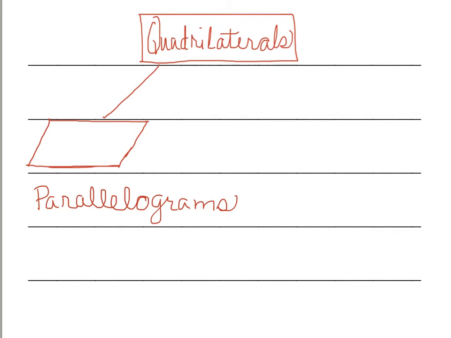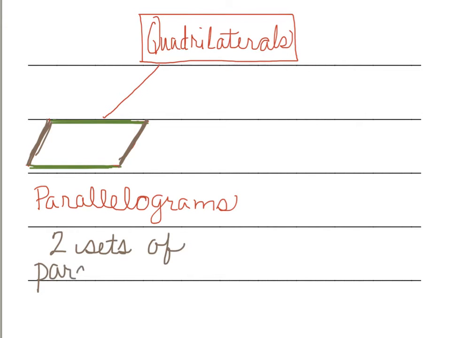So, this set of lines, and I'm going to make my line just a little bit thicker so you can see it. This set of lines right here is parallel to this set of lines. And this set of lines right here is parallel to this set of lines. So it has two sets of parallel lines. Two sets of parallel lines would be a parallelogram.